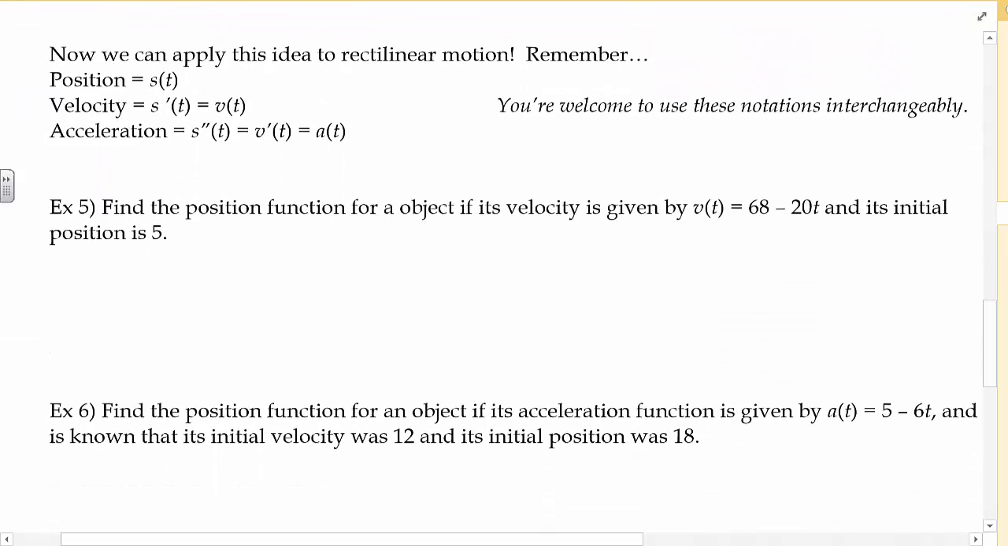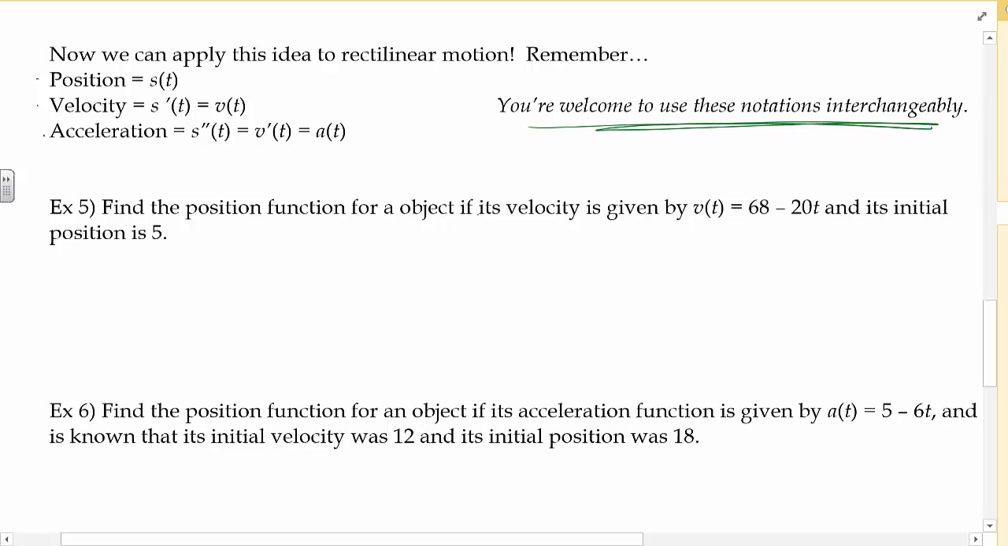Now, we can apply this idea to rectilinear motion as well, because I have position, velocity, and acceleration, and all three of those things are just derivatives of one another. So when you see these, by the way, you can use the notations interchangeably. If you want to take s prime, you don't have to write s prime equals v. You can just write v. We're fine with that. So let's see.